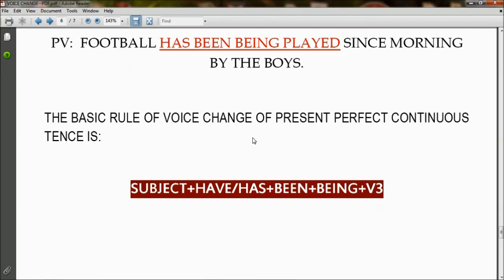The basic rule of voice change of present perfect continuous tense is a little complex rule, so you have to understand very clearly that subject followed by have or has. Again, I must say you that have or has always depends on the subject. Then it is followed by been, then it is followed by being, and then V3 or the third form of a verb or past participle form of a verb.